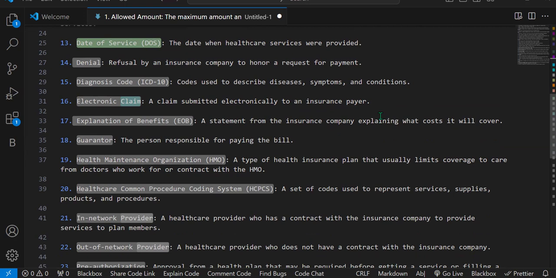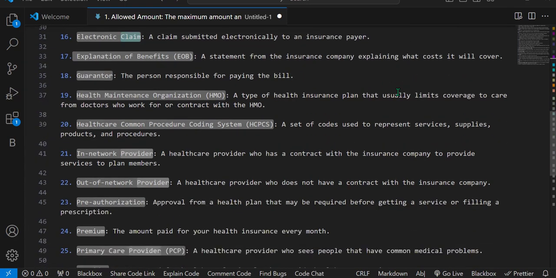What is HCPCS? It's the Healthcare Common Procedure Coding System, a set of codes used to represent services. For example, a doctor providing services, like a patient has a fever and the doctor gives the procedures to cure the fever. Those services will come under the HCPCS codes. Supplies, products, procedures, all these codes will come under HCPCS.